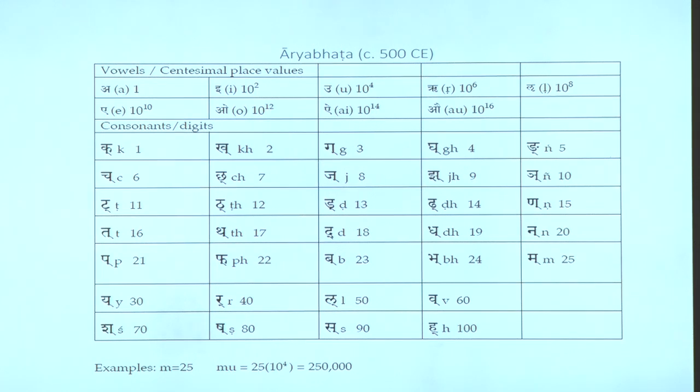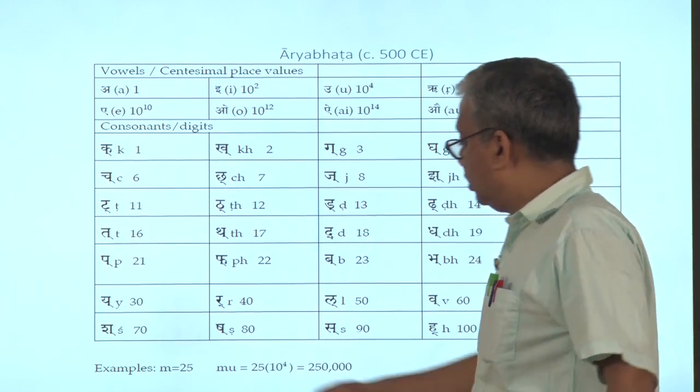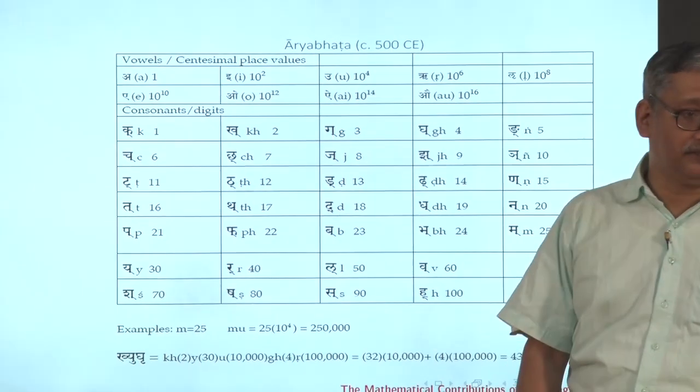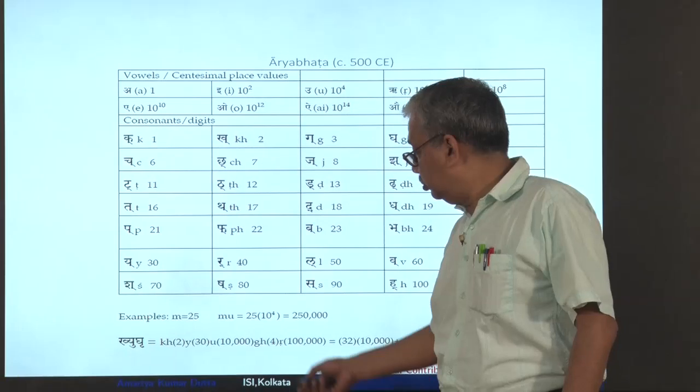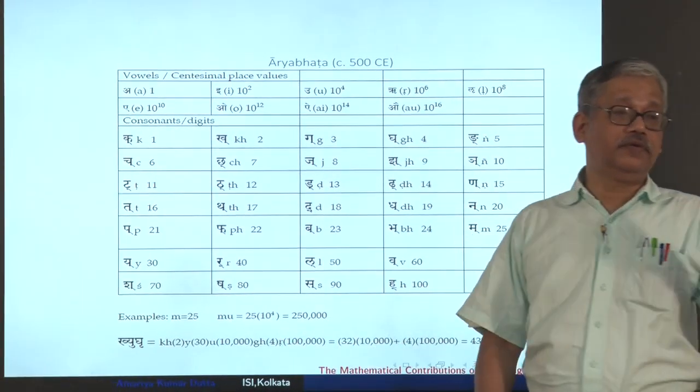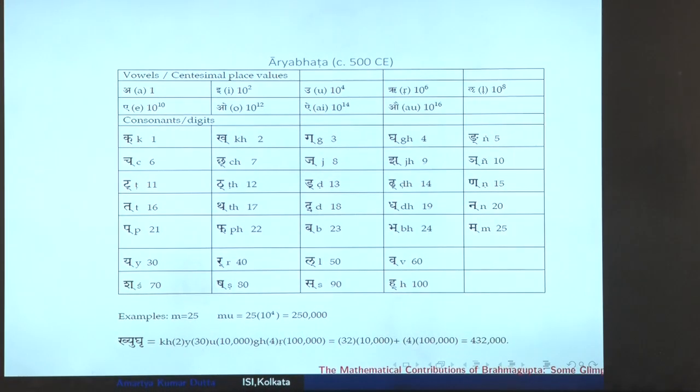Then the consonants, from ka to ma, there are 25 consonants. So, you represent them by 1 to 25 depending on where they occur. And then ya, ra, la, va, sha, sa, sa, ha, you represent by 30, 40, 50, 60, 70, 80, 90, 100. So, this is very convenient for representing big numbers in astronomy. For example, ma means 25. But say mu, u is 10 to the power 4, so that becomes 25 into 10 to the power 4. So, this is a very powerful use of the Sanskrit alphabet. So, letters of the alphabet are coming up.